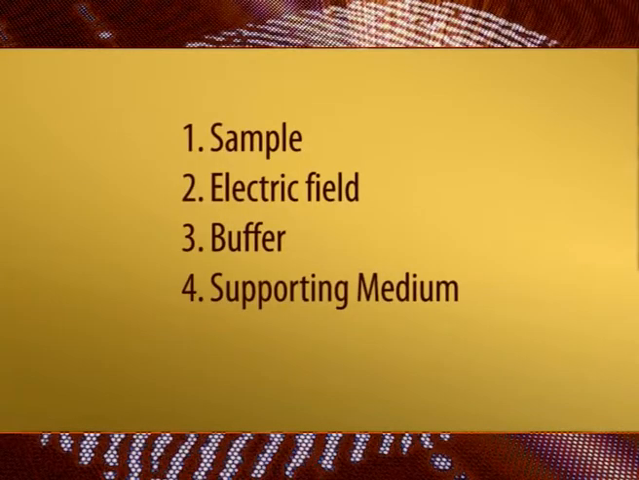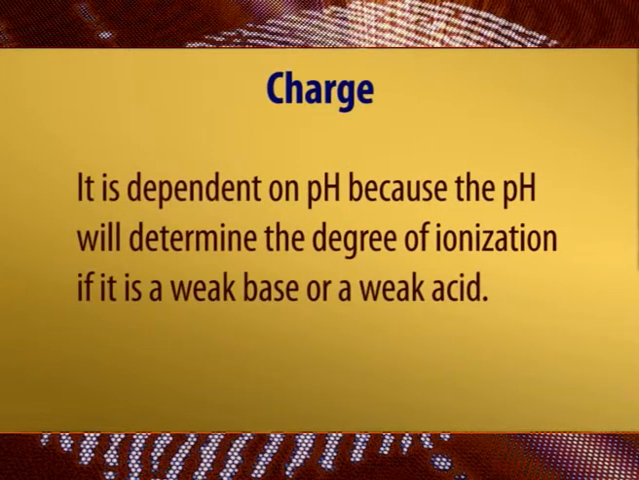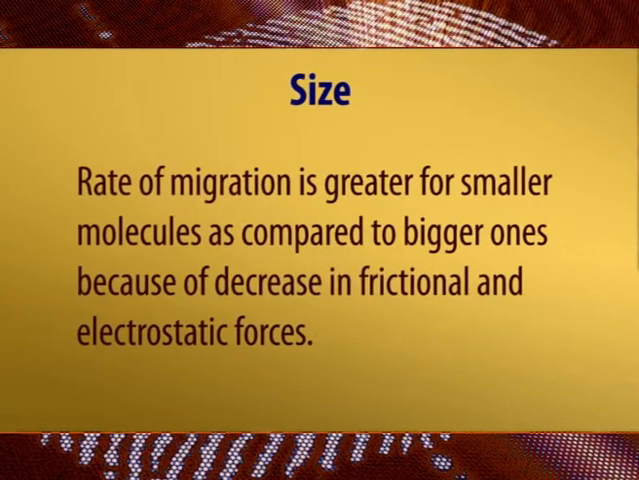Factors affecting electrophoresis. There are various factors which affect the technique of electrophoresis, for example, sample, electric field, buffer, and supporting medium. Let us discuss them one by one. Sample. Charge. The net charge on the molecule affects the rate of migration. With increase in net charge, the rate of migration also increases. It is dependent on pH because the pH will determine the degree of ionization if it is a weak base or a weak acid.